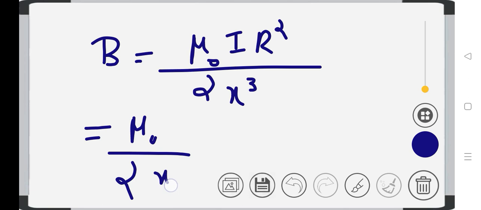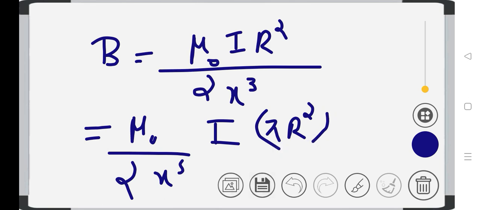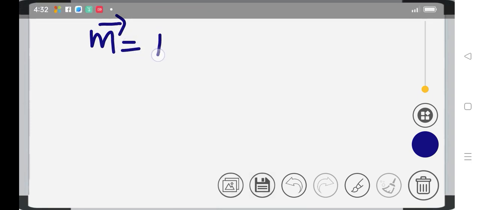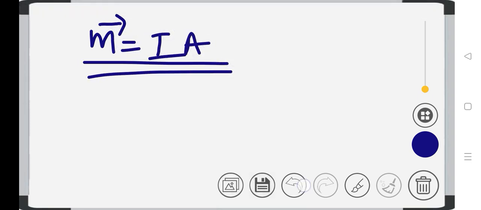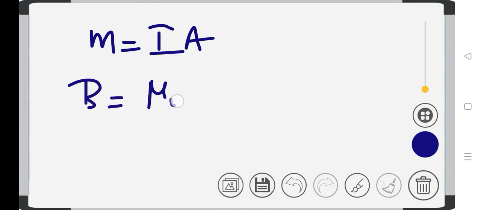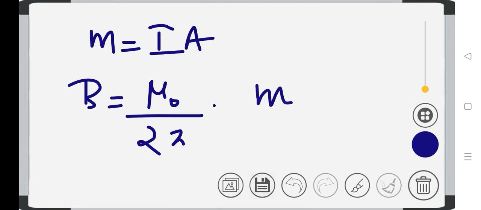That is, I just multiplied numerator and denominator with pi. That is here 2 pi. Okay, just multiplied it. So what is I into A? I into A is equal to M, the magnetic dipole moment. The magnitude of it is equal to I into A. And so here we have B equal to mu 0 by 2 pi, in the numerator IA, that is equal to m, so mu 0 by 2 pi into m by x cube.